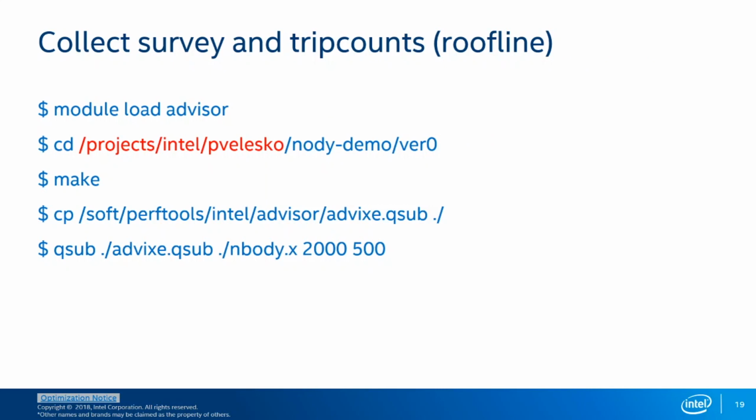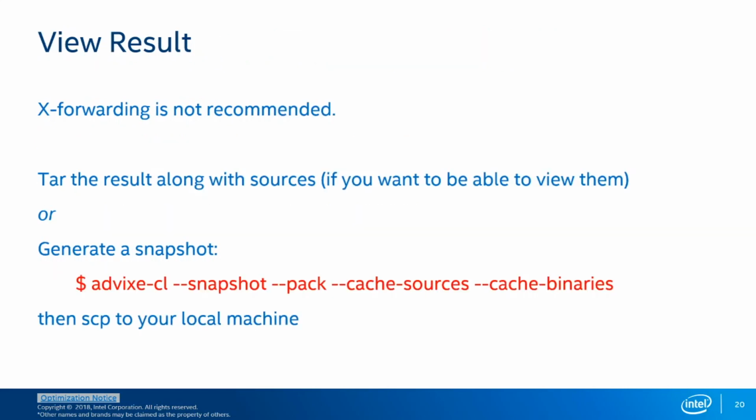So we want to run a roofline analysis on Theta. We do module load Advisor, that will put the latest version of Advisor into our environment, and then we go to projects, whatever your directory under projects is, and we make the application that we want to profile. We copy the script, and we can just qsub amplxe.qsub, and then the application with whatever parameters it needs. Once the job completes, we want to view the result.